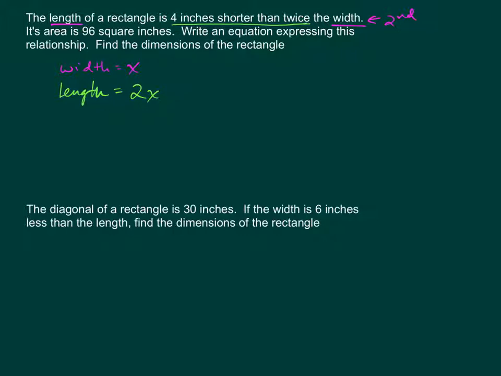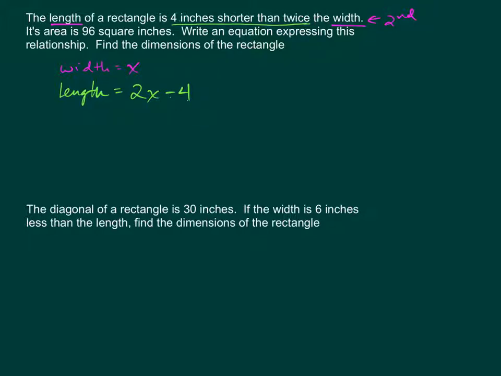And this other part here, the 4 inches shorter, that is going to be a subtraction because it's going to be shorter. But the subtraction or addition in this statement will always come after the variable. So it'll be minus 4 after the x. So we have the length is 2x minus 4 and the width is x.